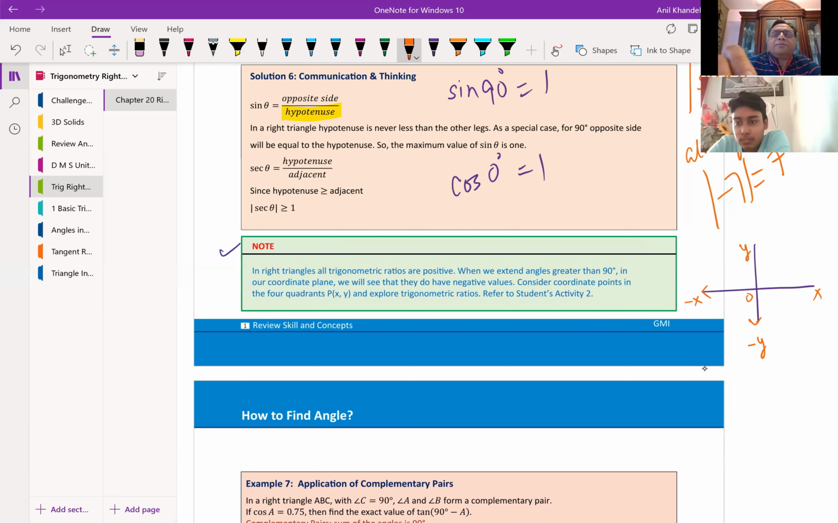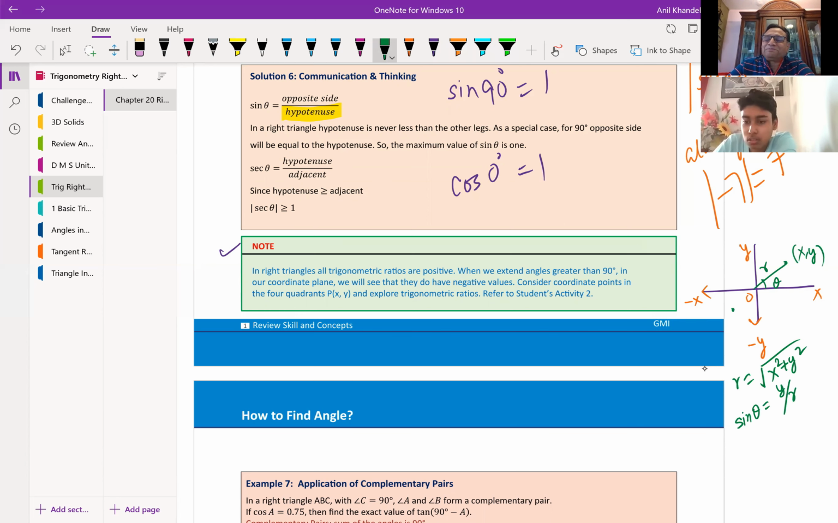And what we have just seen is that if I have a general point, let's say the point is (x, y), and r is the distance, where definitely r is equal to the square root of x squared plus y squared. In that case, what is sine theta? Sine theta is the ratio of y over r, the hypotenuse, correct? Now, if y is negative, if I have a point here where y is negative, so sine theta will be negative.